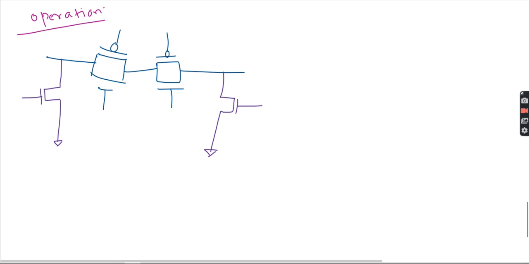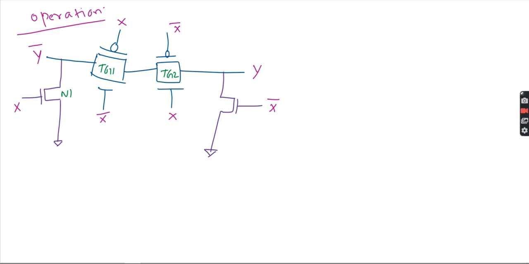Now the inputs and outputs. This will be the input X, this will be the output Y bar, and this will be your Y. Then this is X bar, this is X, then X bar, then X. I'll make this TG1 and this TG2, then this N1 and this N2. Then here we need to apply the input, which is nothing but your VA.